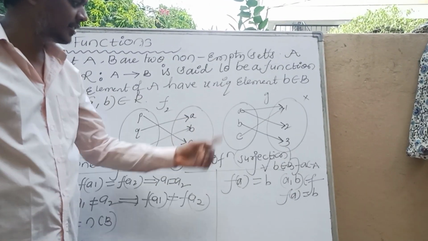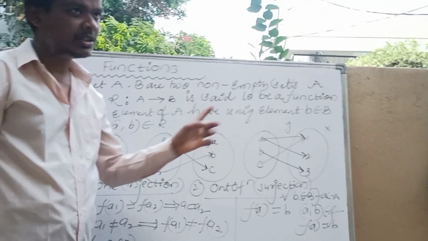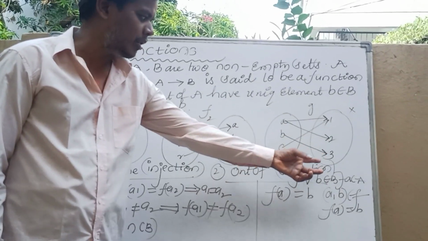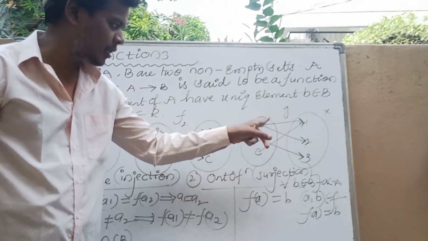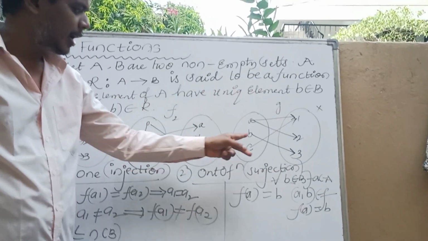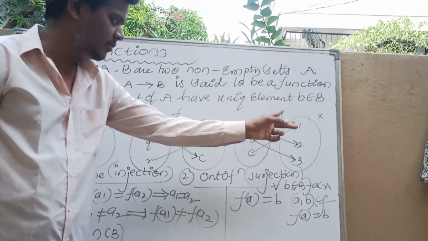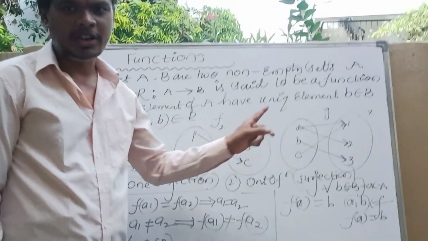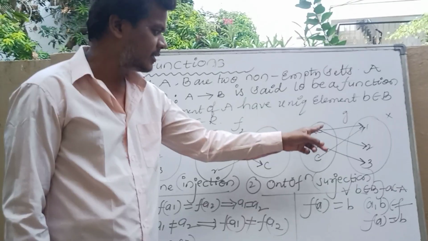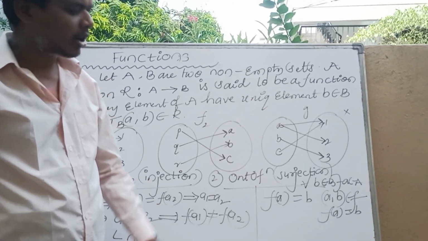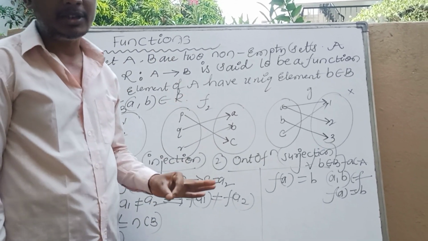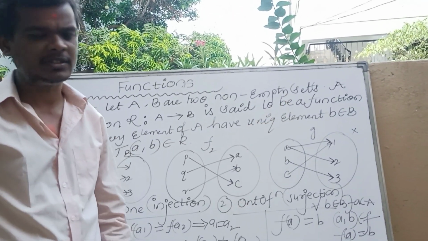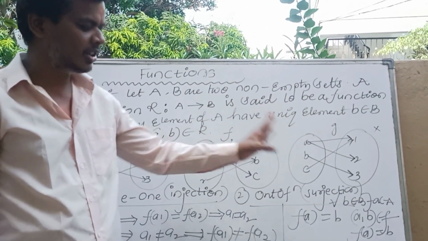Let us come to the third example. G is a relation, a mapping from A to B. We have to check whether it is a function or not. A has a, b, c and the codomain has 1, 2, 3. a is mapping to 1, a is also mapping to 2, b is mapping to 3, and c is mapping to 1. Here one element has two images. a has images 1 and 2. According to the definition, every element of A must have a unique image. But here one element has two images, so it is not a function, it is a relation.